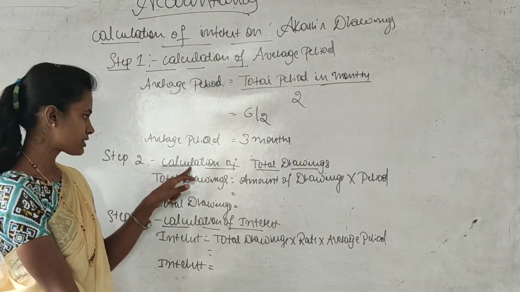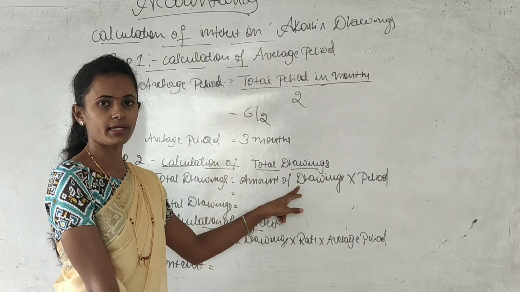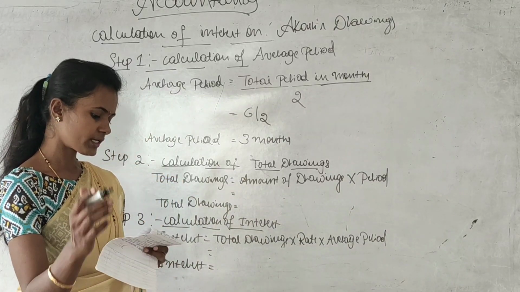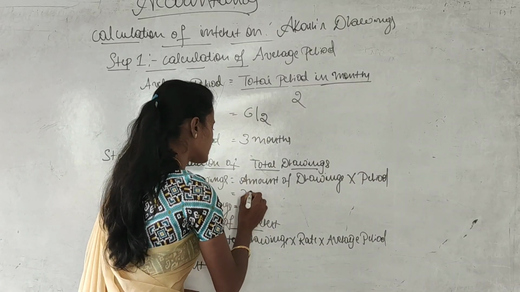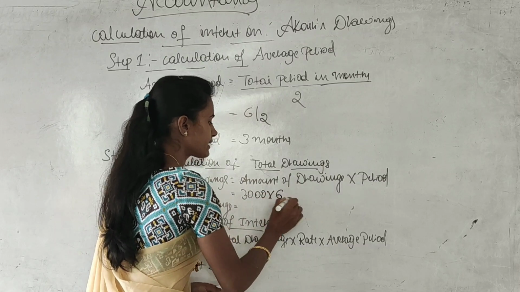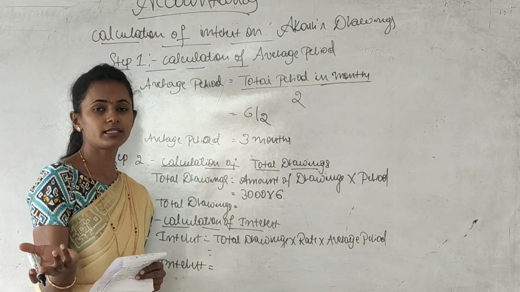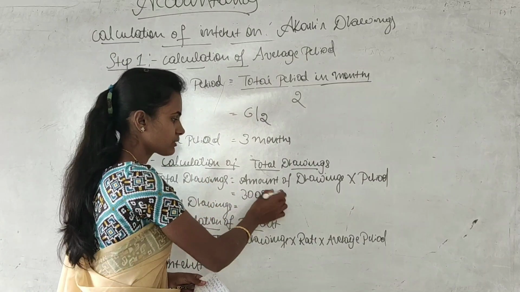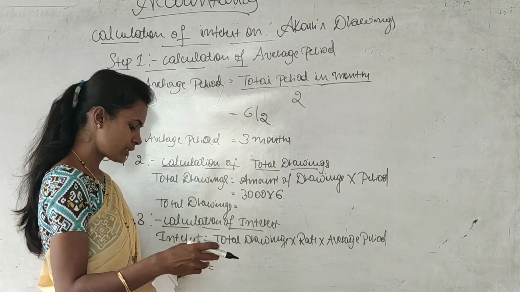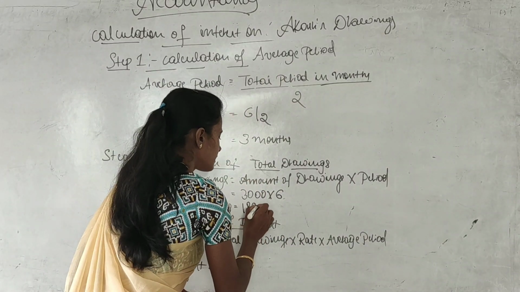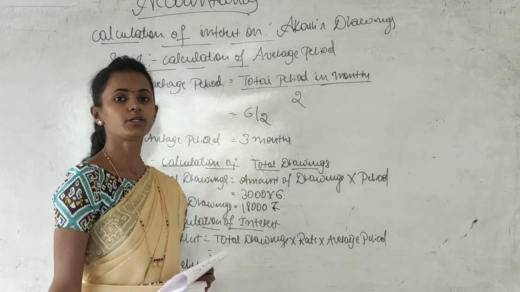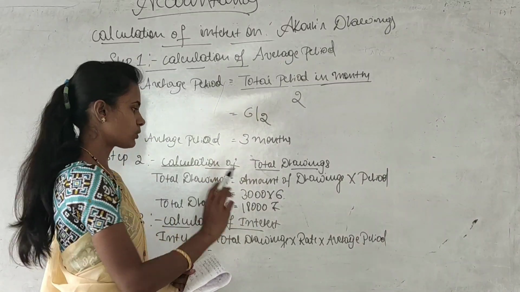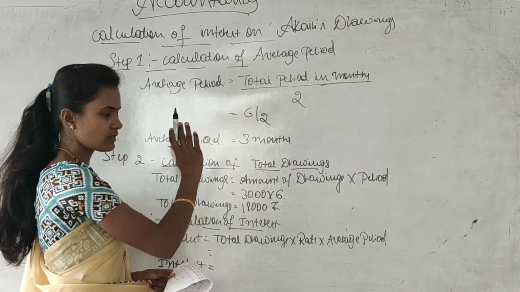And in the case of step 2, it's the calculation of total drawings. We have a formula: amount of drawings into period. The amount of drawings given in the problem is 3,000 into period. Again it's 6 months, because once again I am repeating, they have only given half yearly, and half yearly is nothing but 6 months. So 3,000 into 6 gives you 18,000 rupees as your total drawings. Okay, this is regarding step 2.